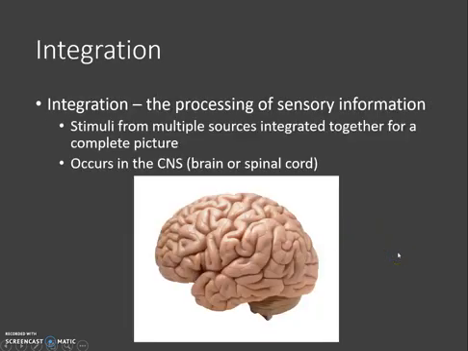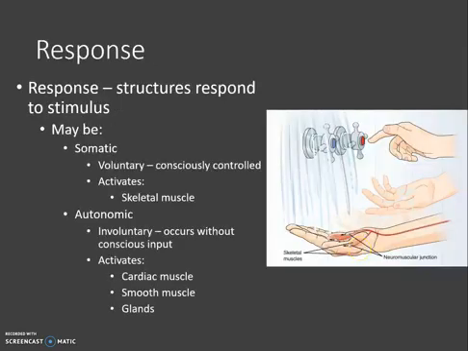Integration happens in the brain, and it processes that sensory information. It might take sensory information from multiple sources. So maybe when someone puts their hand underneath the faucet, the brain can detect that it's wet and too hot and make adjustments accordingly if needed. And as I mentioned, it occurs in the central nervous system, usually in the brain, but it can also occur in the spinal cord. And then the response is responding to the original stimulus.